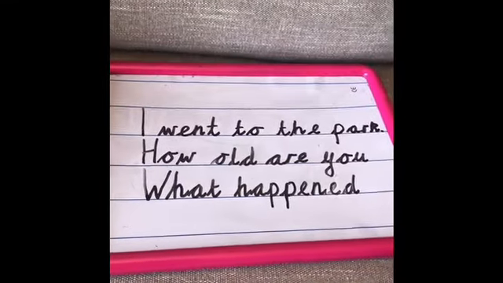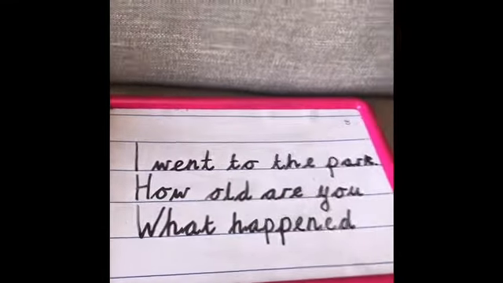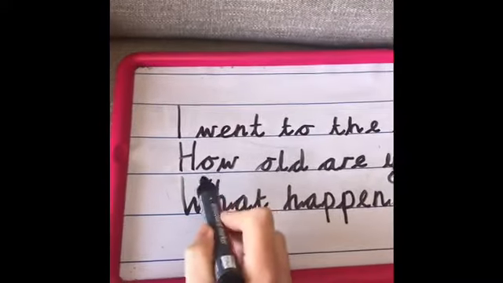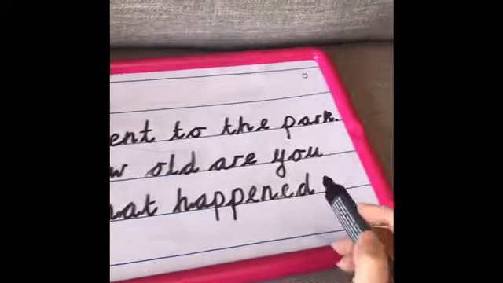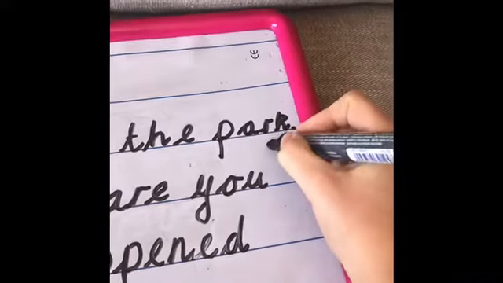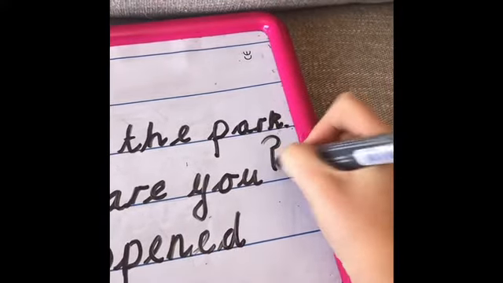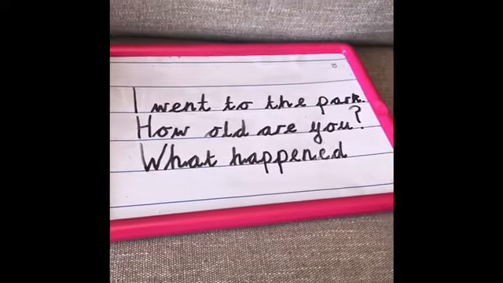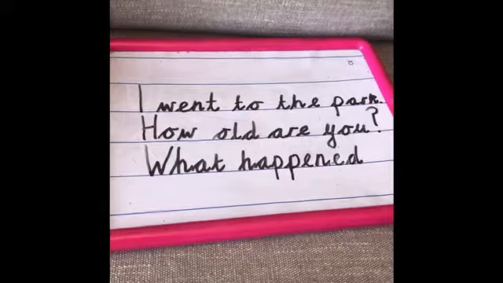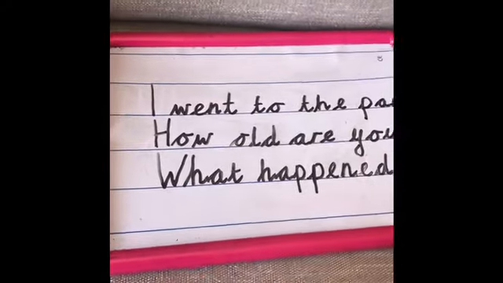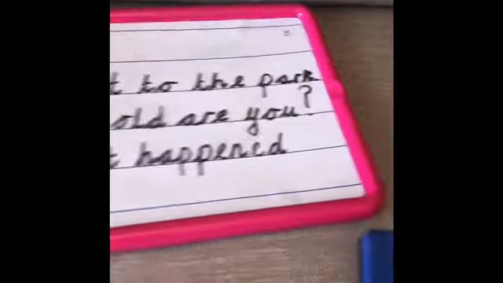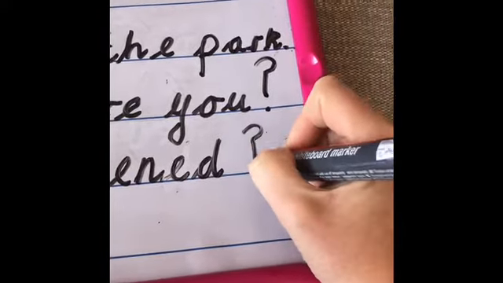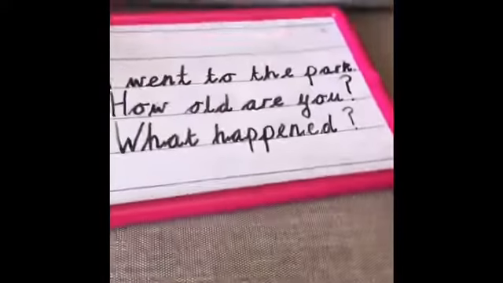How old are you? Now it's asking somebody a question because you want them to reply. And we've got our how, which is one of our question words. How old are you? So we're going to need a nice big and neat question mark. Up, down, round, and then your full stop. What happened? Again, we've got our question word, so that lets me know that I need a question mark. Again, we're going to make it nice and neat. Up, down, round, and our little full stop at the bottom.